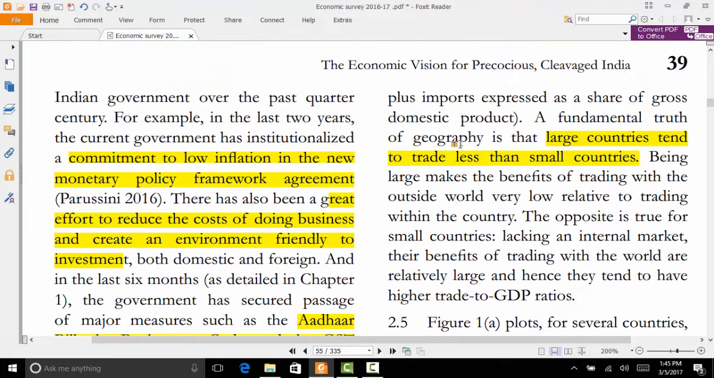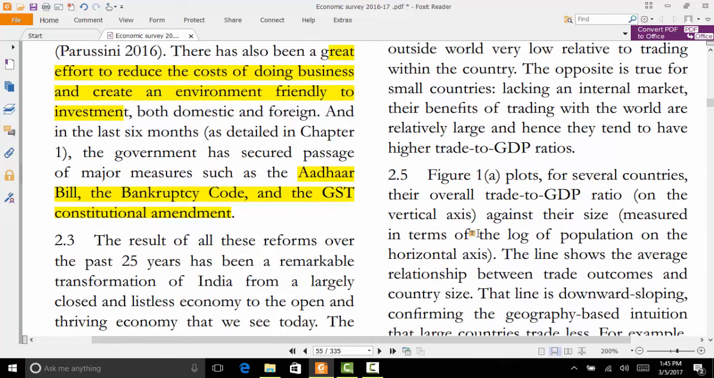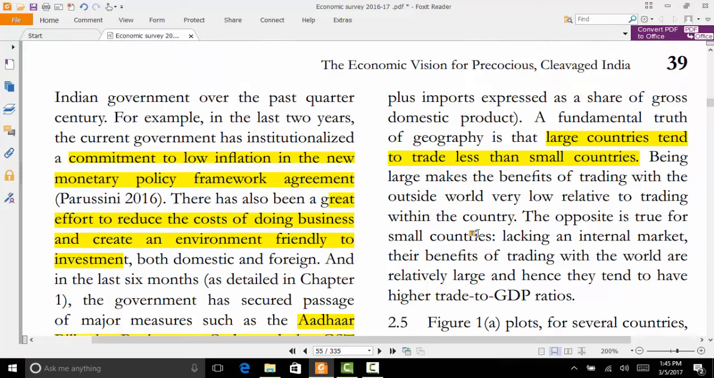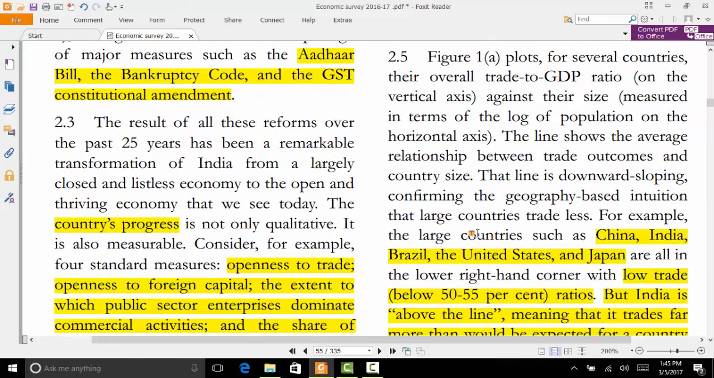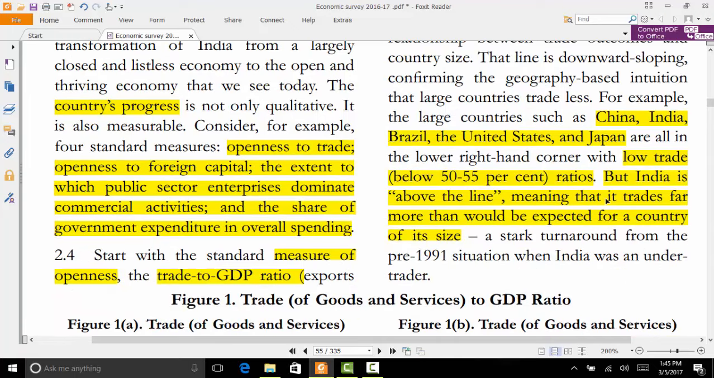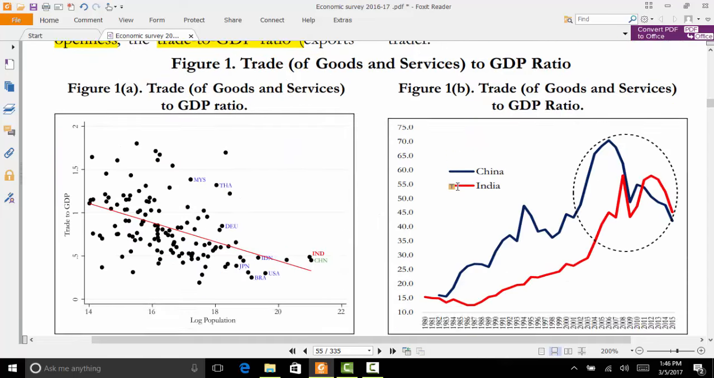So, a fundamental truth of geography is that large countries tend to trade less than small countries. Being large makes the benefits of trading with the outside world very low relative to trading within the country. So, within the country they tend to trade more. They have discussed China, India, Brazil, US, Japan, and how they compare. So, they say low trade, all these countries 50 to 55%.